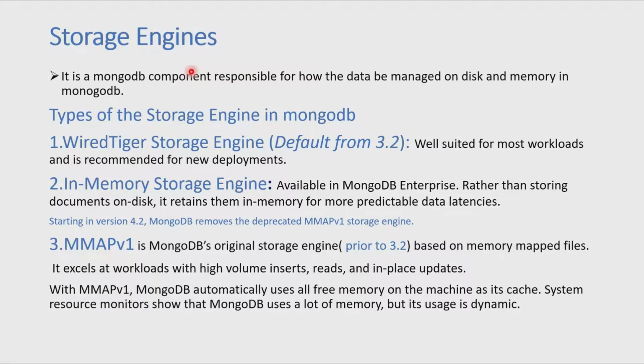So what is a storage engine? It is a database component which is used to manage the disk and the memory in MongoDB, like how the data will be managed. And there are 3 types: the WiredTiger storage engine, which is default from version 3.2. Second, the in-memory storage engine, that is for the enterprise edition. And the third one is the deprecated one, MMAPV1. It was available in versions prior to 3.2.